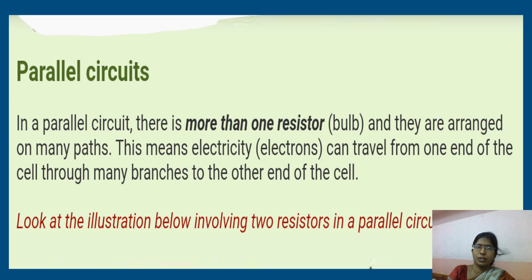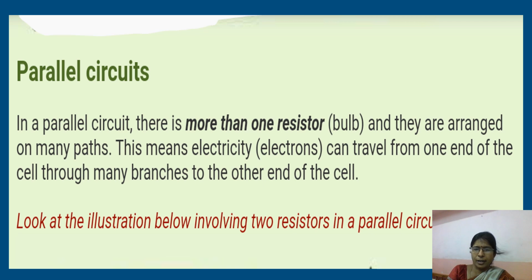Let's move on to the next one, that is parallel circuit. Before this you have seen that a series circuit is one in which all the components are joined through a single path. Now, let's see how the components are connected in parallel circuits. In a parallel circuit, there is more than one resistor, that is more than one bulb, and they are arranged on many paths. So the electrical path is not single, it has many paths.